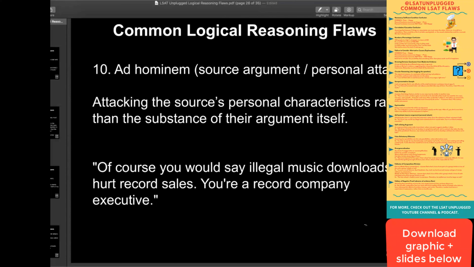And this is a really tempting flaw, actually, because the record company executive does have reason to be biased. It is natural to expect that they would say illegal downloads are a problem. But that doesn't mean that they're wrong, is the thing. They could have a biased perspective. They could have reason to argue in one direction rather than another. But that reason alone isn't enough to dismiss their argument entirely. You actually have to look at what it is that they're advocating. You have to look at their evidence on its own merits specifically.